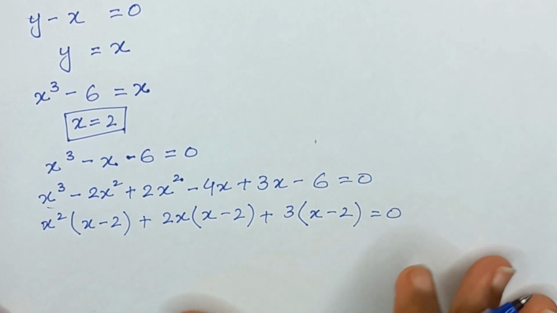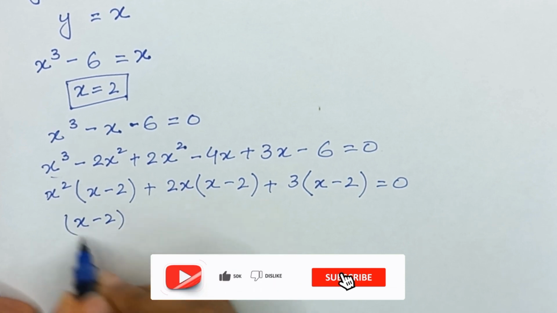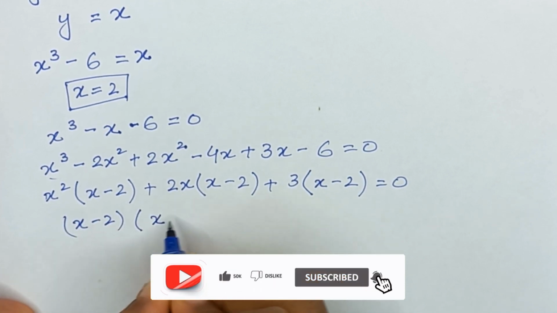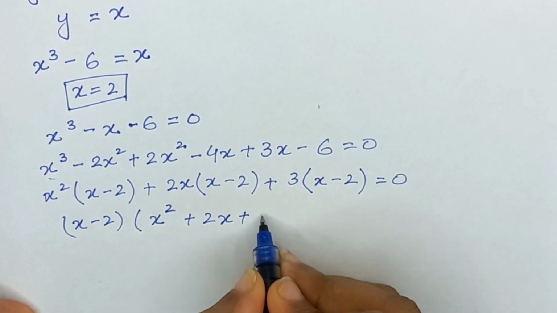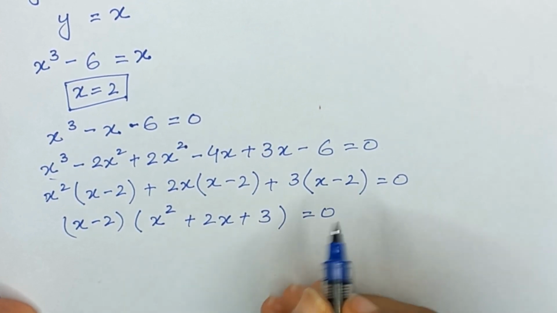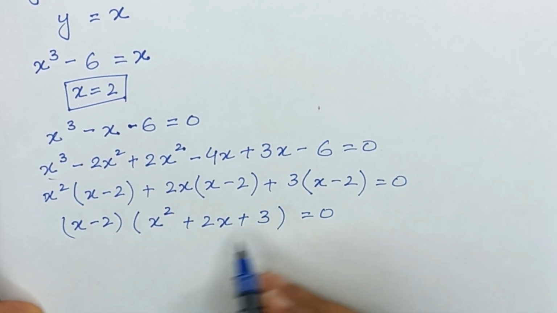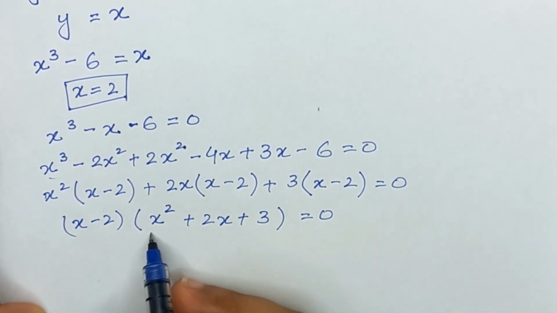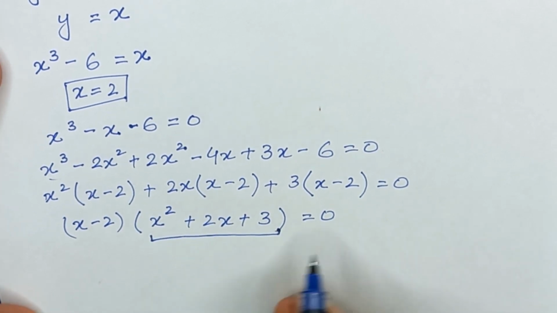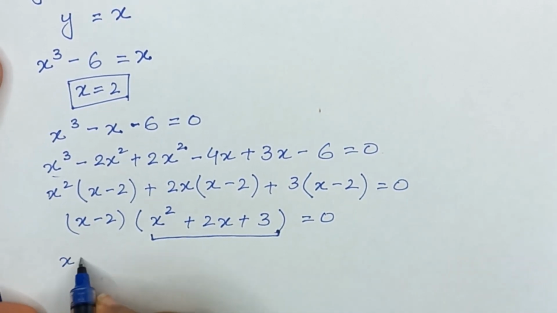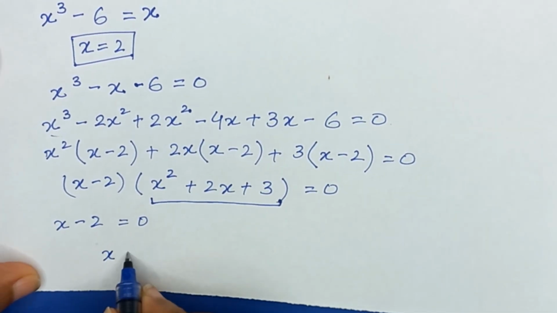Now you can see that in all terms we have x minus 2 common, and our new polynomial will be x square plus 2x plus 3 is equal to 0. Now we know that x minus 2 is a factor of this equation. Now we have another equation which is a quadratic equation. So I will apply the quadratic formula. So first of all, x minus 2 is equal to 0. It means x is equal to 2.